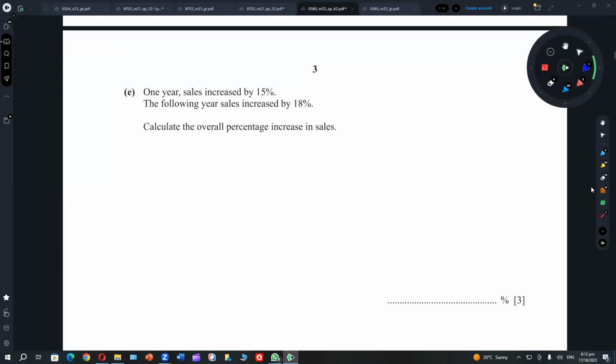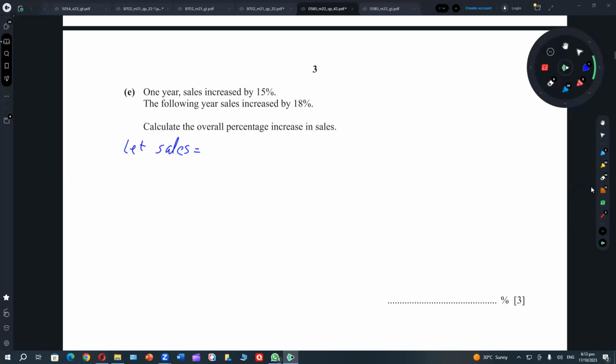One year sales increase by 15%. The following year sales increase by 18%. Calculate the overall percentage increase in sales. So we have to suppose a number. We can't add the percentages directly. We can suppose any number, like 100.